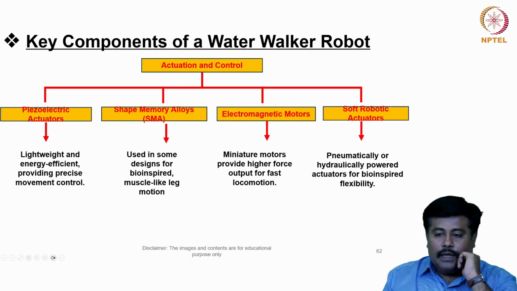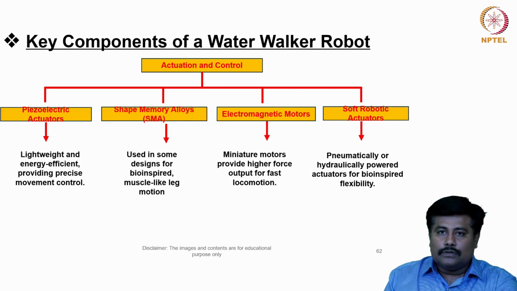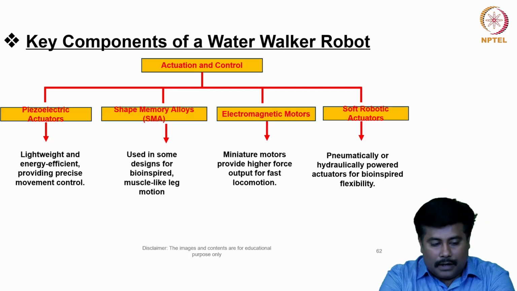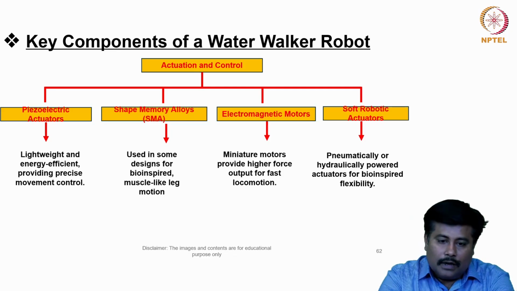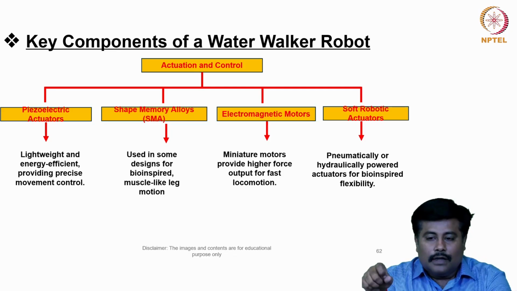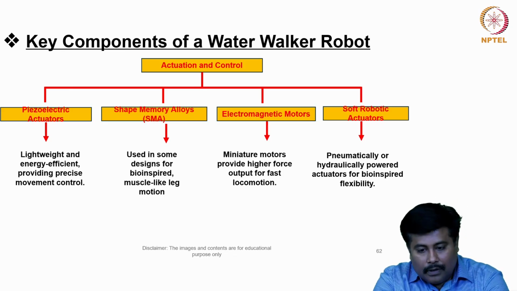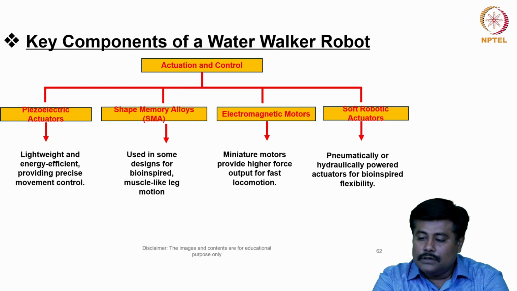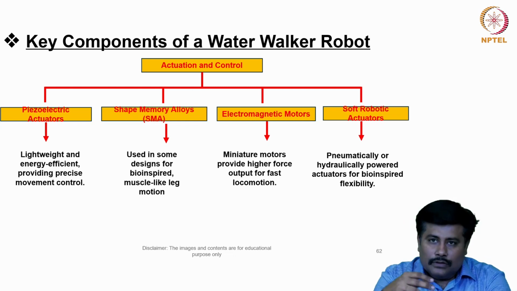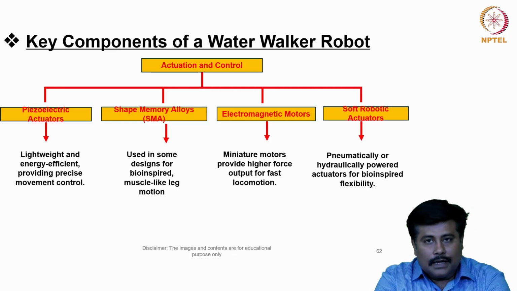Now, when we look into the key components of these water walker robots with reference to actuation and control, we can classify the components as the piezoelectric actuator, shape memory alloys, electromagnetic motors, and soft robotic actuators. As far as piezoelectric actuators are concerned, we are well aware they are lightweight and energy efficient, and they provide precise movement control.